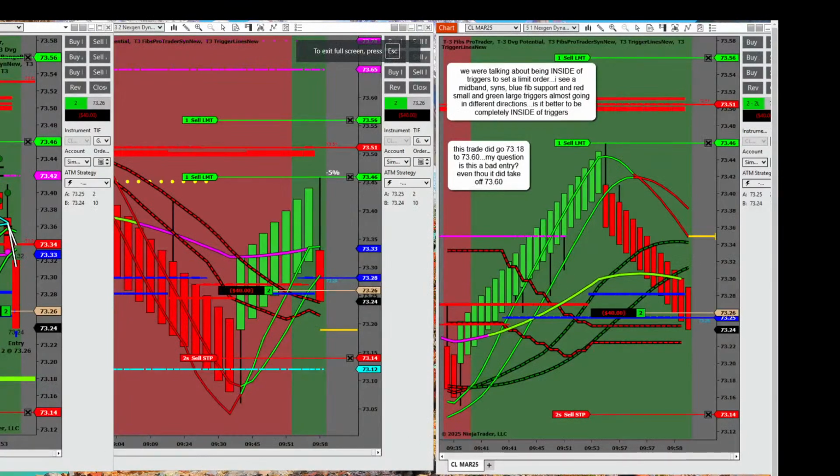All right, Jeffrey Dean. So let's see. We were talking about being inside of triggers to set a limit order. I see a mid-band, synthetics, blue Fibonacci support, and red small and green triggers almost going in different directions. Is it better to be completely inside of triggers? This trade did go to 73.18 to 73.60. My question, is this a bad entry even though it did take off?